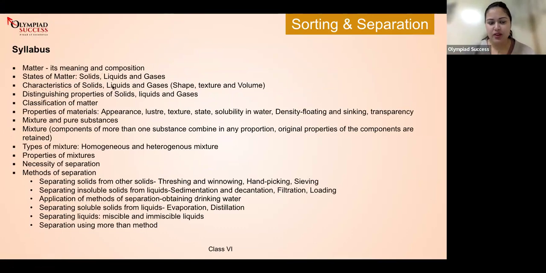These are the topics that we're going to cover in this chapter. We have matter, states of matter, characteristics of matter, distinguishing properties, classification of matter, physical properties of matter, what are mixtures and pure substances, what are the different types of mixtures, different properties of mixtures, why do we need to separate them, and there are different methods of separation. So this is all sorting, and then this is separation.